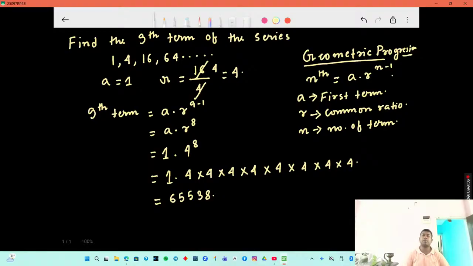So, what is the formula of geometric progression to find the nth term? The formula is a into r to the power n minus 1, where a is the first term, r is the common ratio, and n is the number of terms. Just by putting the values in the formula, we can calculate the nth term of the series.